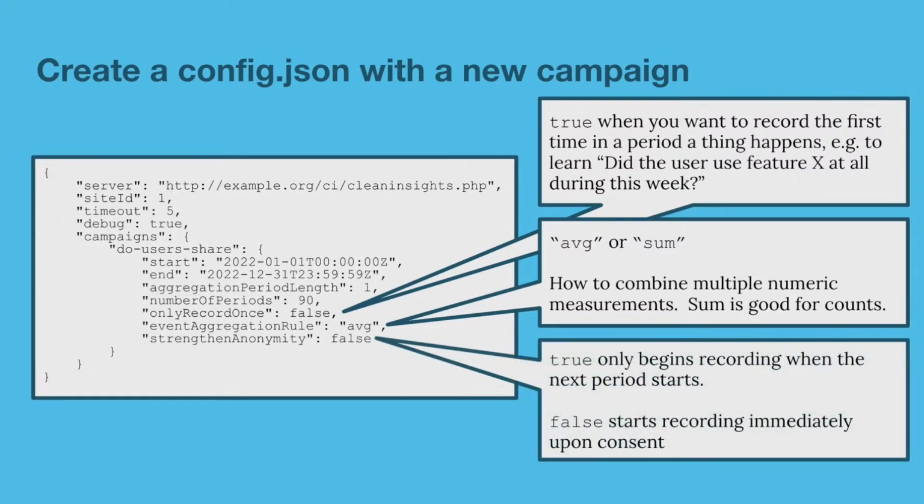Last is strengthen anonymity. When true, data collection only begins at the beginning of the next period. So even if I consent right now, it wouldn't begin until tomorrow. When it's false, it begins as soon as the user consents.